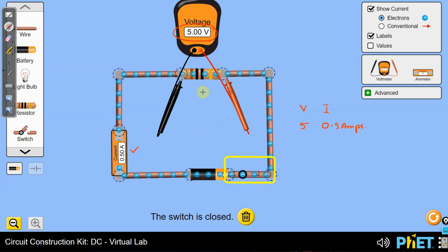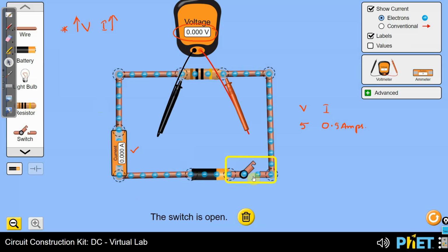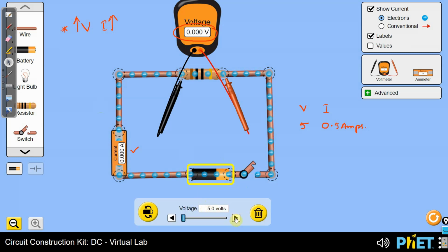Okay, now let's change the values of the circuit. As you just learned, Ohm's law says that if you increase the voltage, the current passing in the circuit must increase. So we need to increase the voltage. Let's increase the voltage then. I'm clicking on the battery. Let me first break the circuit, click on the battery and increase the voltage from 5 to 10 volts. So here we have 10 volts of supply.